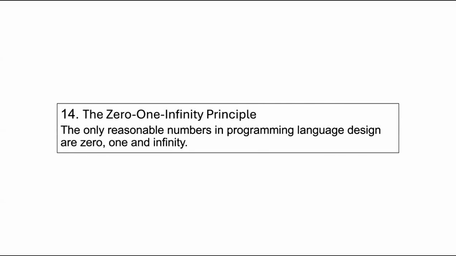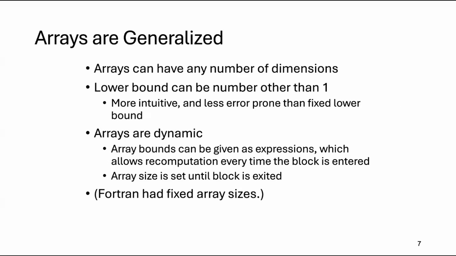So what exactly does the 0, 1, infinity principle say? It says that the only reasonable numbers in programming language design are 0, 1, and infinity. Again, this is to make it much easier for the programmer, who doesn't have to remember a lot of numbers. It's going to be either 0, 1, or infinity. What about arrays? Arrays in Algol are generalized, and they can have any number of dimensions, returning to the 0, 1, infinity rule.